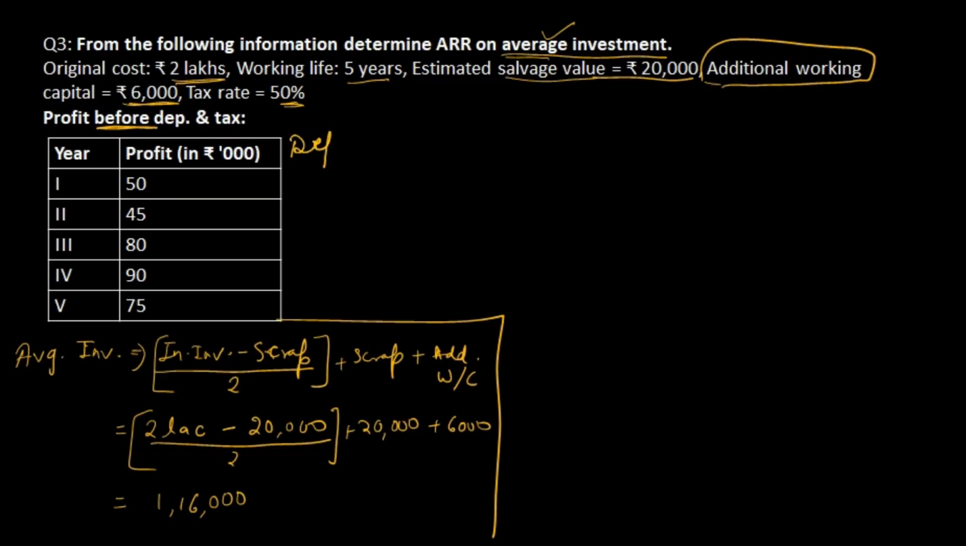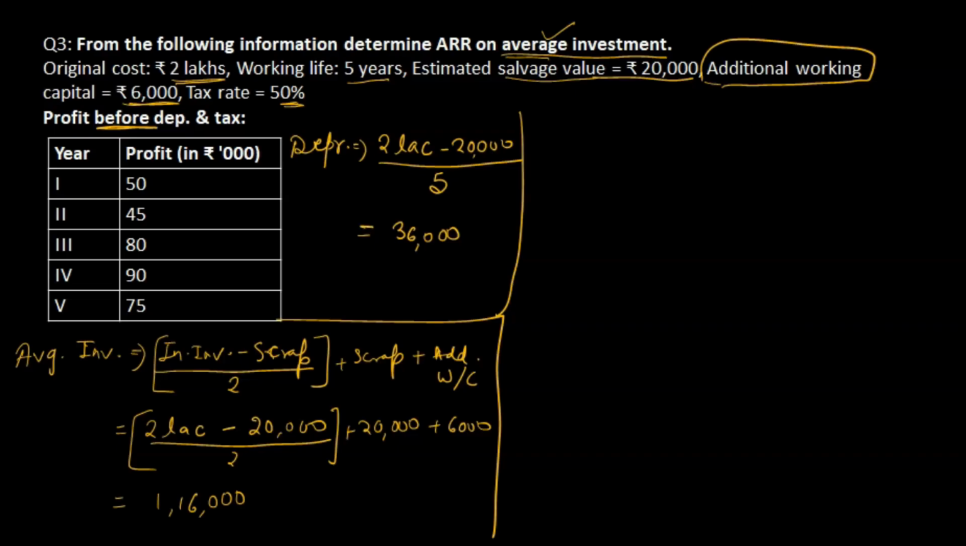So first let's find out the depreciation. If it is not given, then depreciation is cost divided by life of asset. Cost of asset is 2 lakh, and scrap value is also given, so we have to subtract it from the cost. 20,000 is the scrap value, divided by life of asset, 5 years. So like this we can calculate depreciation, that is 36,000. Now first we need to deduct depreciation from the profits, and after deducting it we need to deduct tax from it.